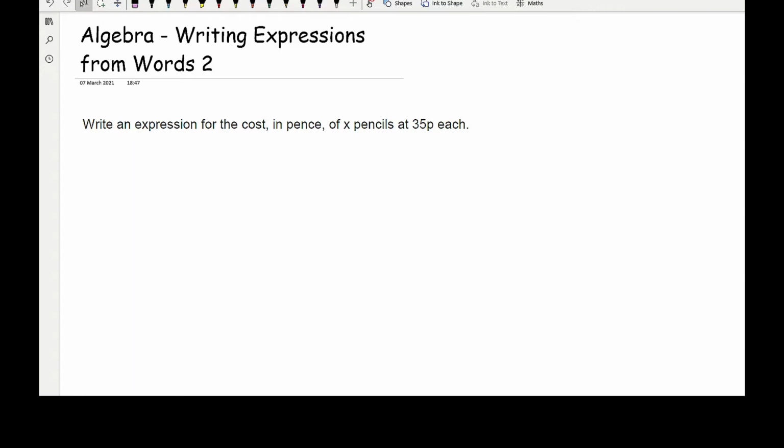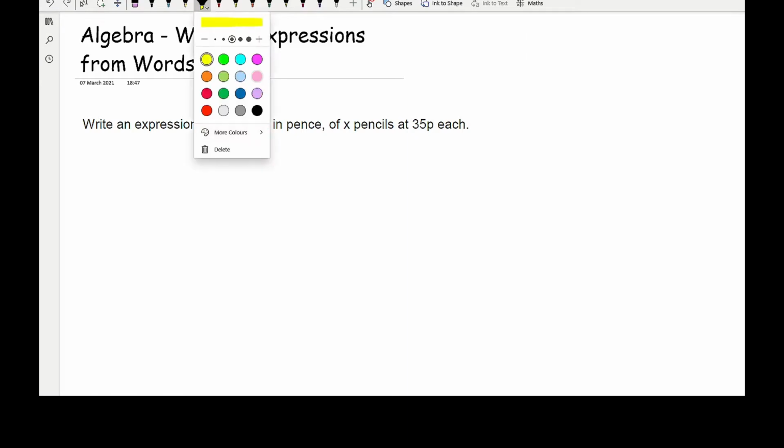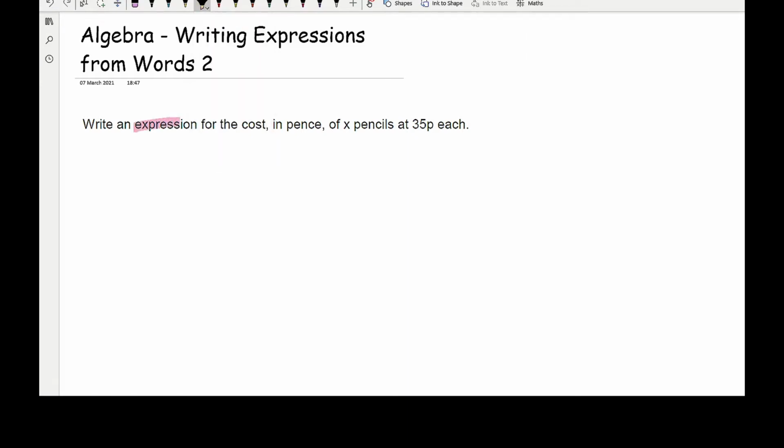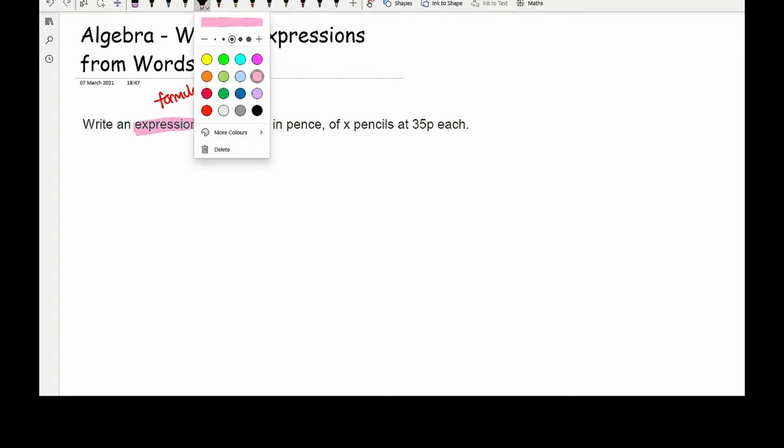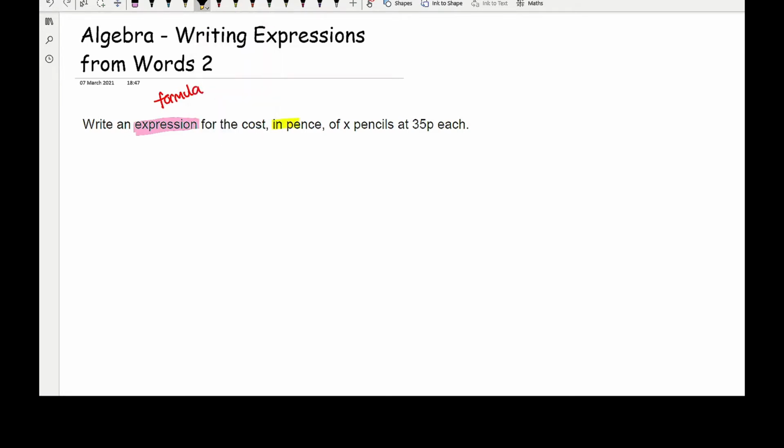So the first question we're dealing with says: write an expression for the cost in pence of x pencils at 35 pence each. Now, there are a couple of keywords in this particular question. The first one is the fact that we're talking about an expression. This could easily be replaced with the word formula, and I'll write down what both of those things are going to be. The other notable thing in this question is that it's wanting me to use the unit of pence. So here it's asking me to work out the total cost of x pencils at 35 pence each.